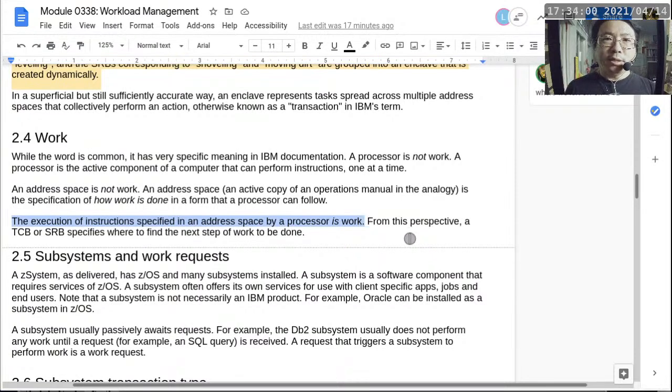From this perspective, and this sentence here is what I just added today, a TCB or SRB specifies where to find the next step of work to be done. That's how we want to look at the word work in the context of the rest of this module, and also in most of the IBM documentation. Do we have any questions about section 2.4?